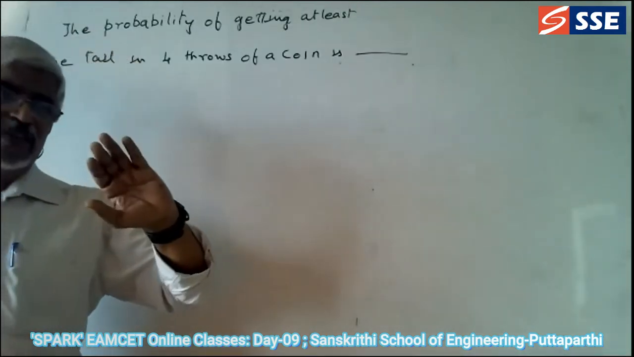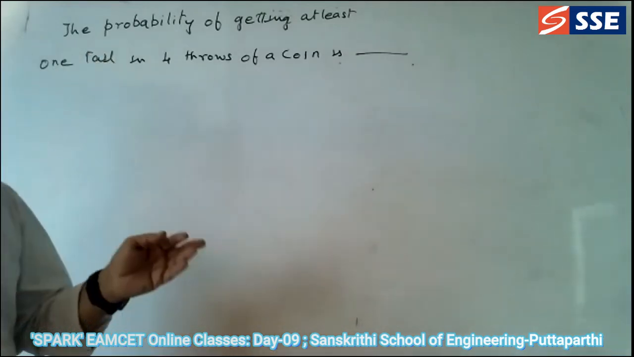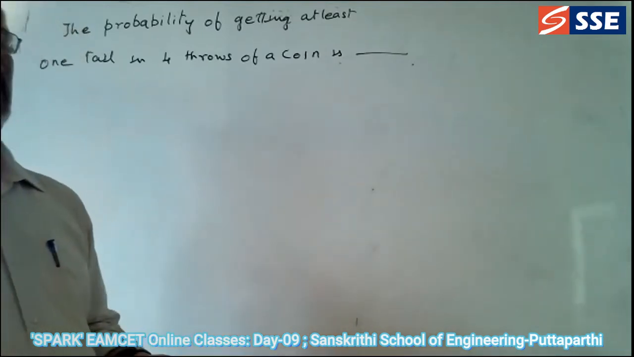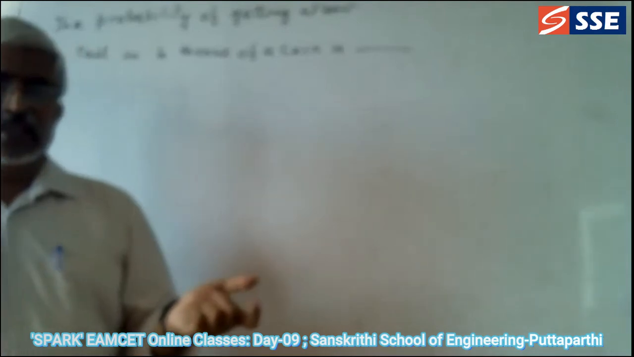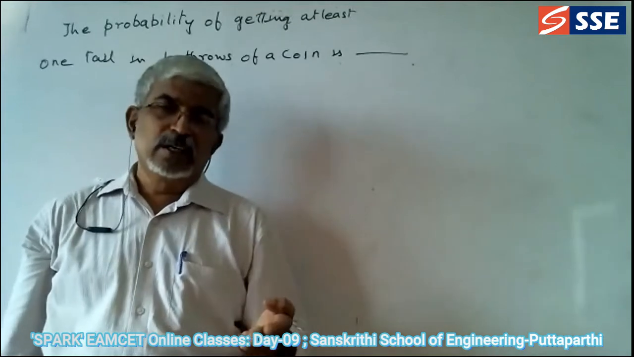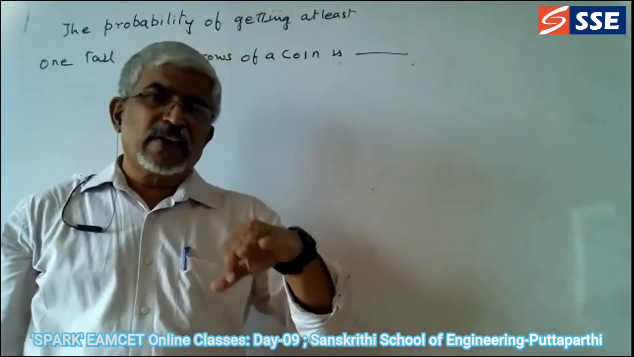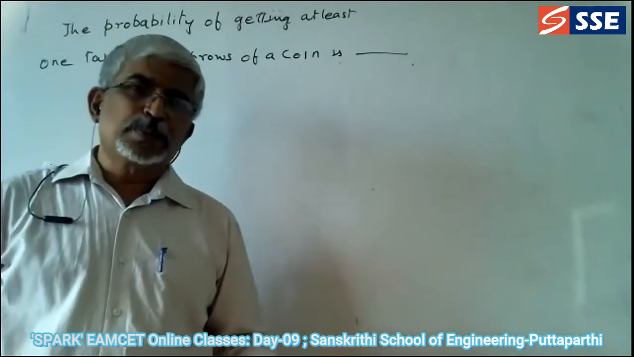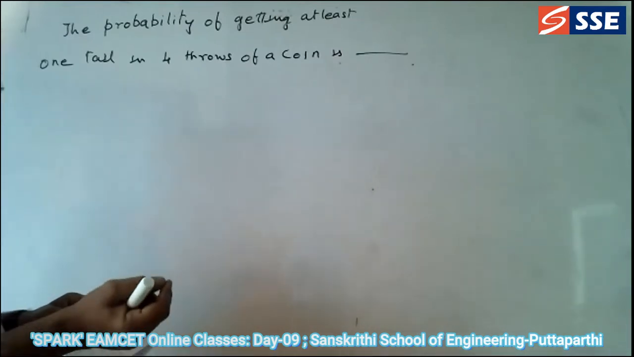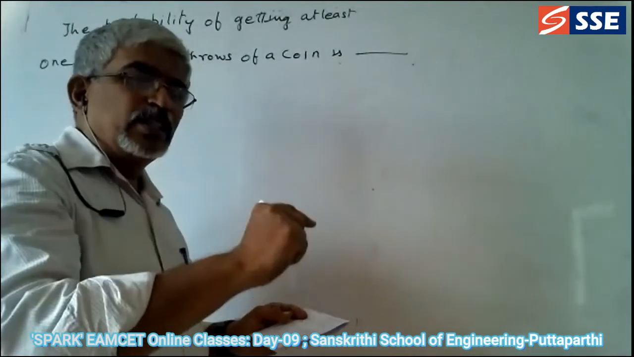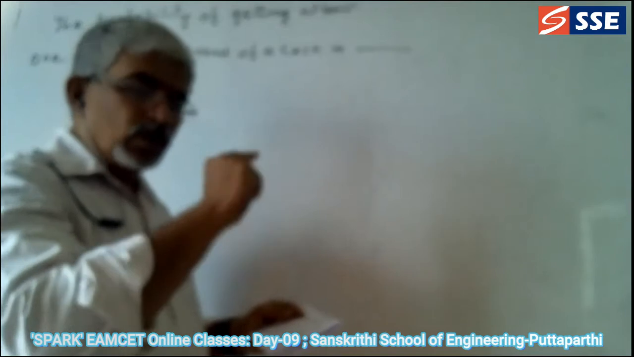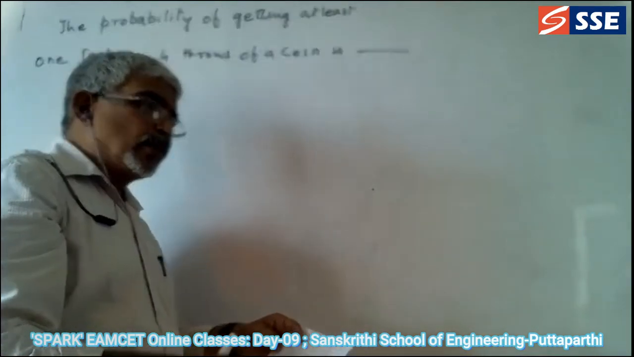Why? Because at least one throw means one tail. In 4 throws, at least one tail we must have. At least one tail means we can have one tail, 2 tails, 3 tails, 4 tails. So instead of adding all these things, let us go for the reverse process, that is the complementary process. Complementary means the reverse. We will go for the probability of not getting any tail in the 4 throws.